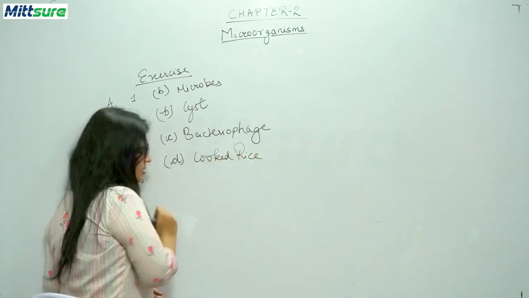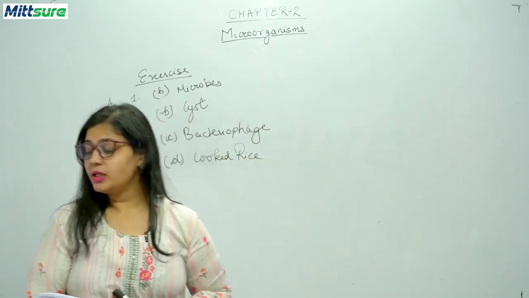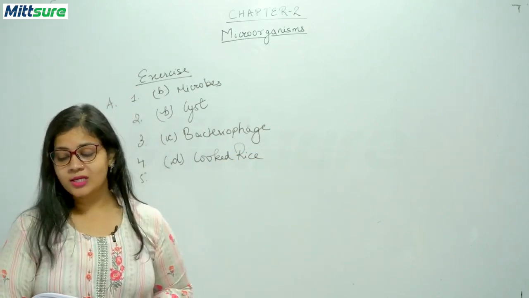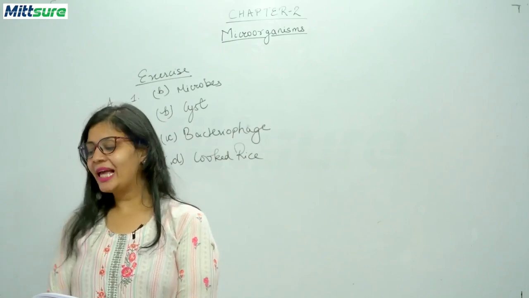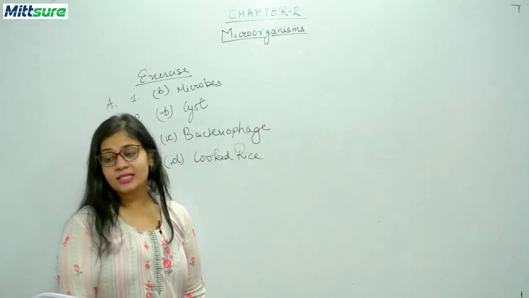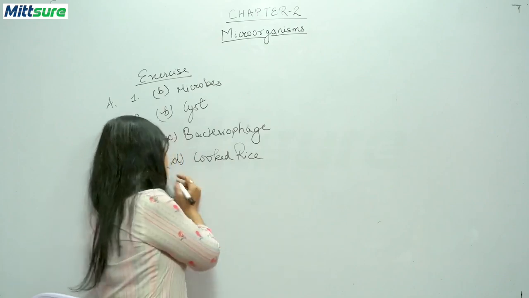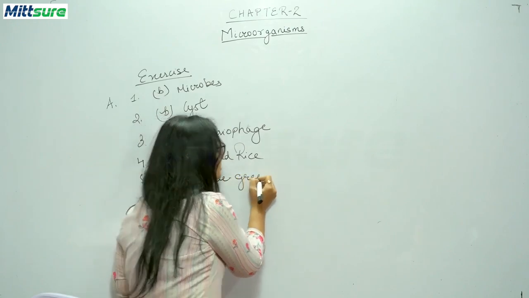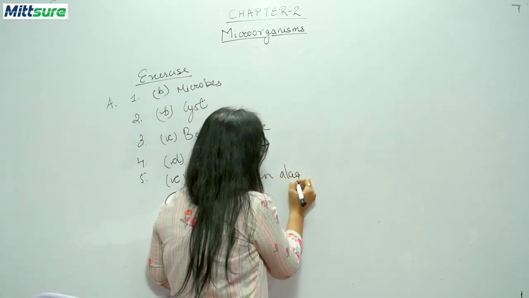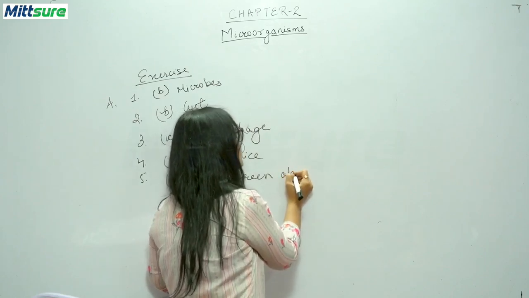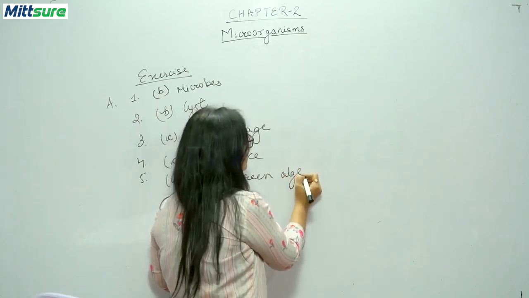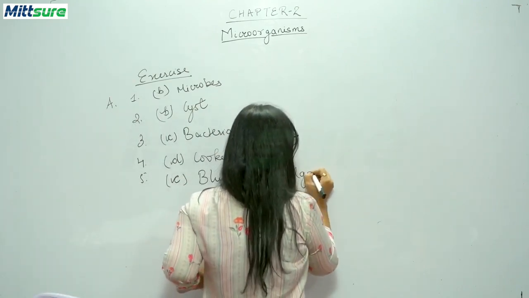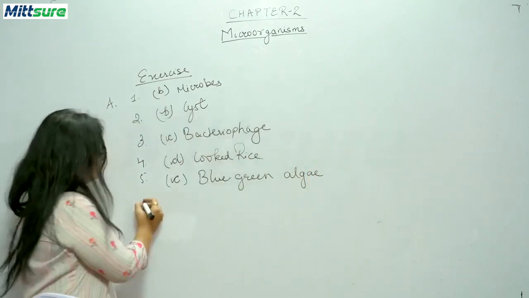Okay, the fifth one is, the algae commonly used as fertilizers are called A, Staphylococcus, B, Titos, C, blue-green algae, and D, none of these. So the correct answer is C, blue-green algae.